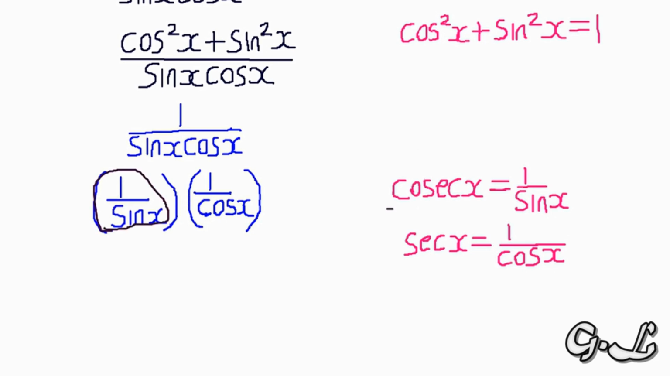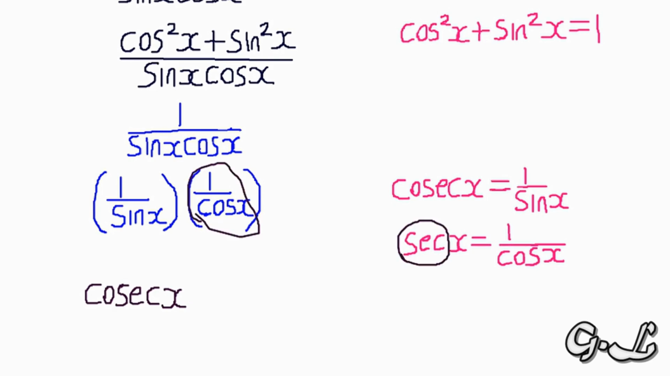So when you check, 1 over sine x, you need to know that it is equivalent to cosec x. So we're going to write cosec x. And then we also have 1 over cos x. It is equivalent to sec x. So we're going to write sec x like that.